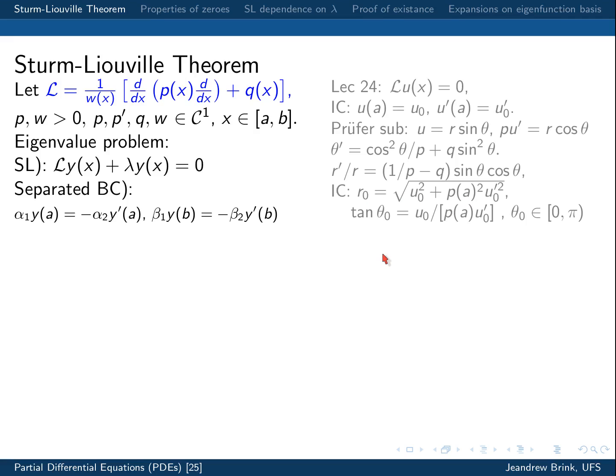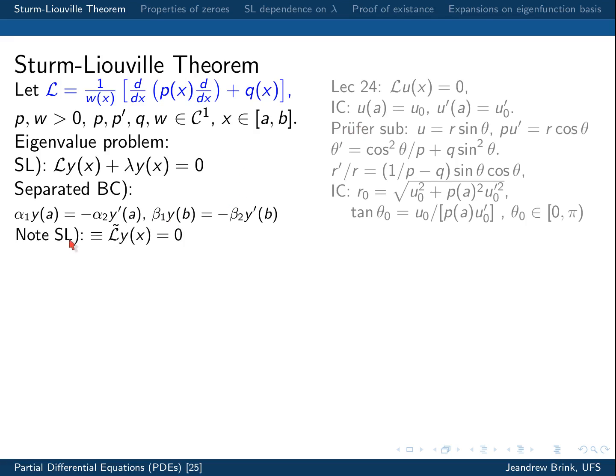So what we're going to do now is go back to the original Sturm Liouville problem that we have to solve, where our boundary conditions are no longer just specified at A, but at both endpoints. But because of this nice substitution, we can actually use the results from lecture 24 to derive what we're interested in for the Sturm Liouville theorem. So let's see how we find the relation between the eigenvalue problem with separated boundary conditions and the ordinary second order ODE problem, using the Prüfer substitution with boundary conditions just at A.